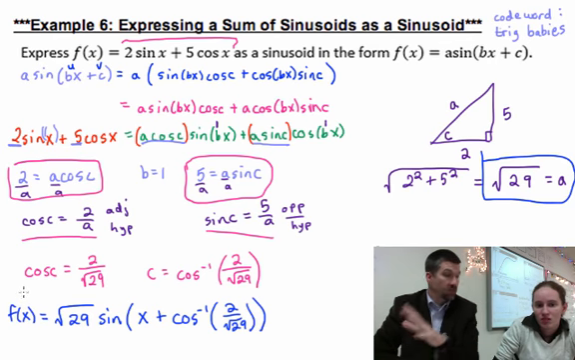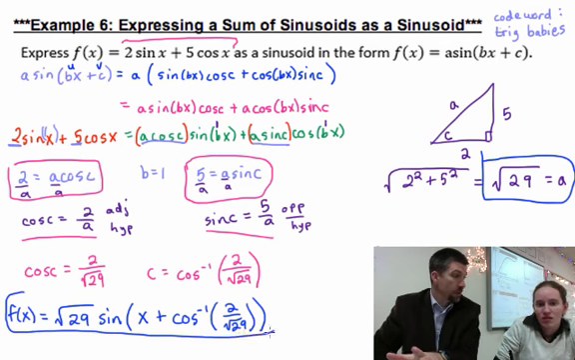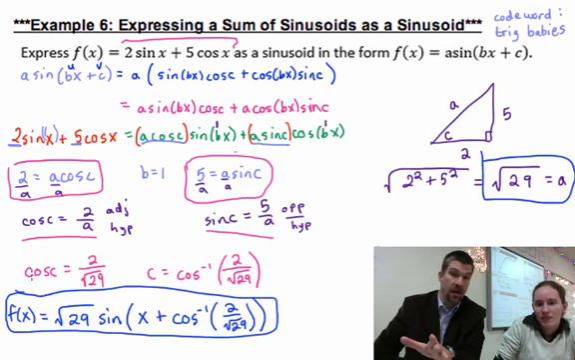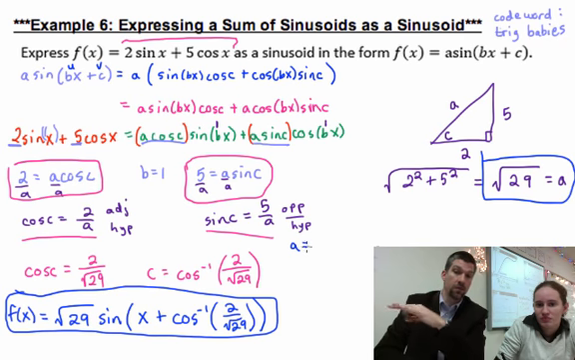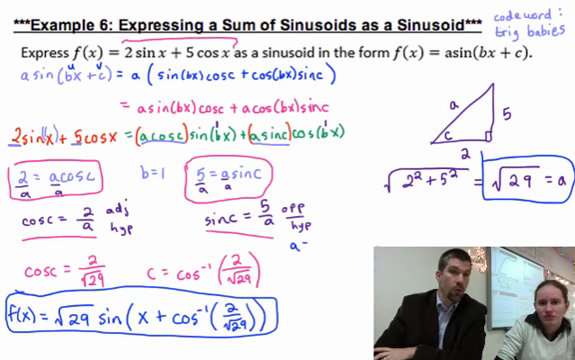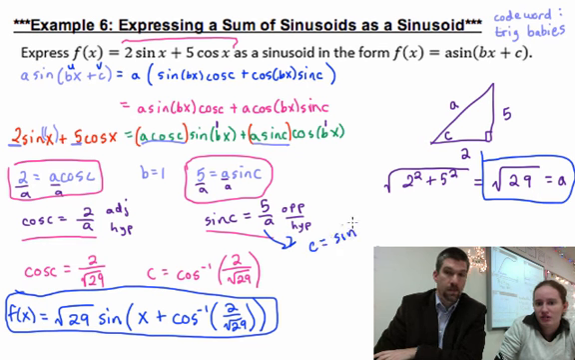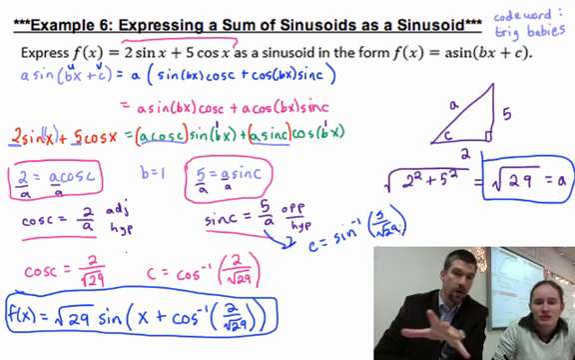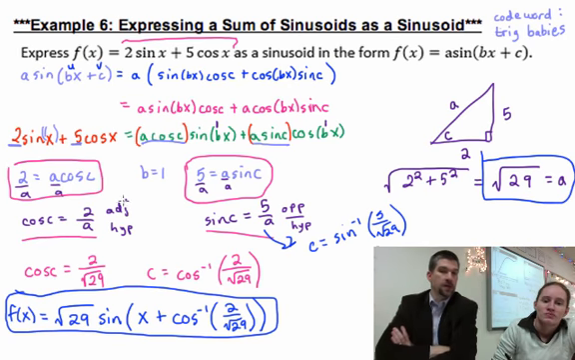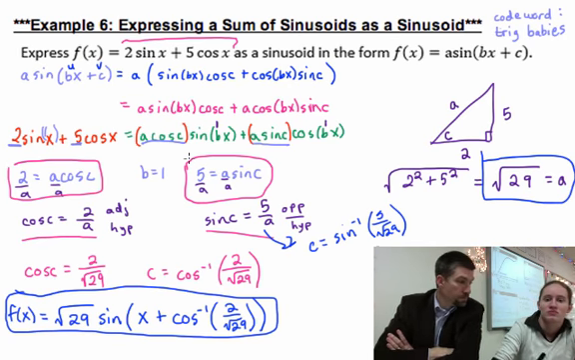Now, this is one correct answer. The other correct answer would have the arc sine of 5 over root 29. That's the other way that you could have this. So both of those would be correct. If we had solved this for C, we would have gotten inverse sine of 5 over root 29. So that's the other one that could be down there where the arc cosine is.